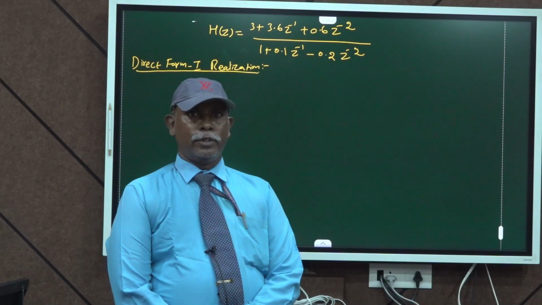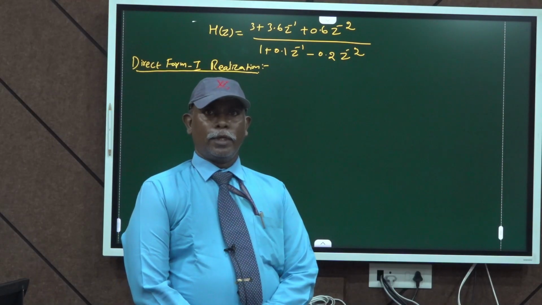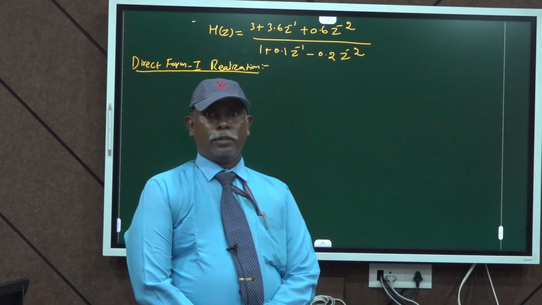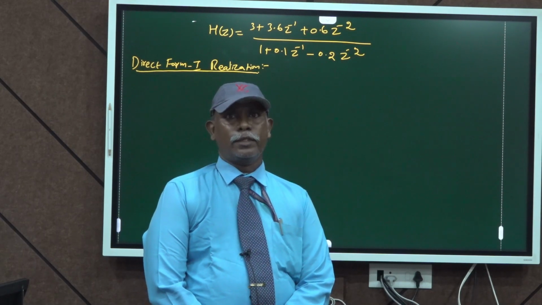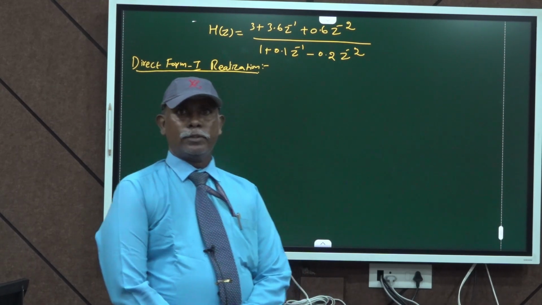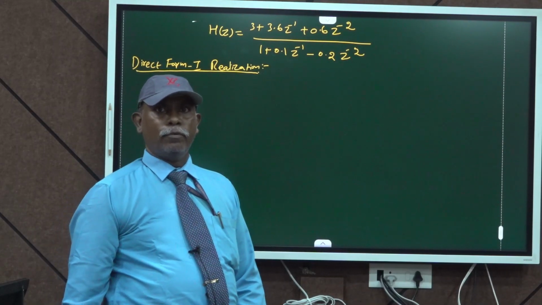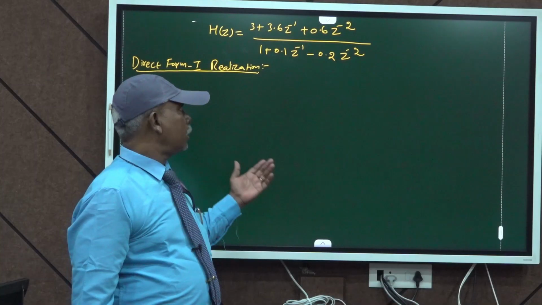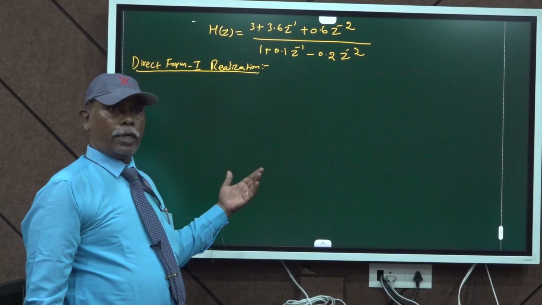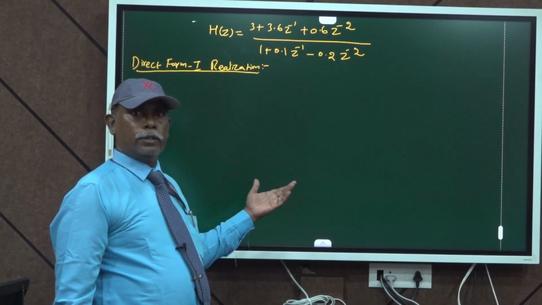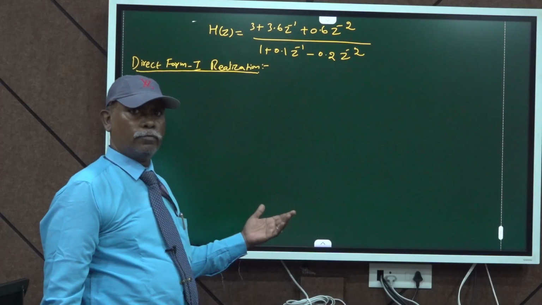Now, we are going to discuss direct form 1 realization. From the previous section, we got the transfer function of the filter, H of z. From the H of z, we are going to implement the filter in direct form 1. Please listen carefully to how it can be implemented. The filter is just doing multiplication and addition, which is called the convolution function.